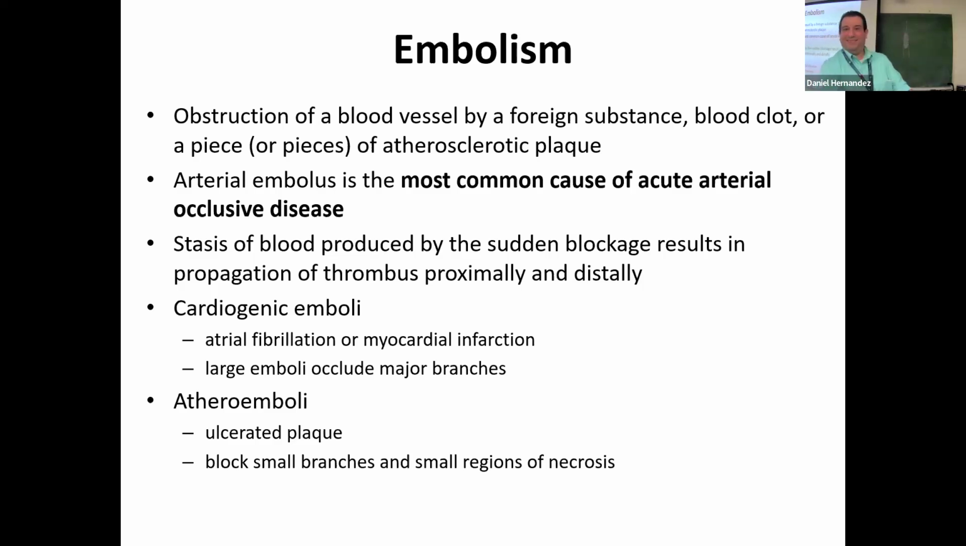Cardiogenic emboli. So we said, again, the heart is the most likely source. When there are arrhythmias in the heart, like atrial fibrillation, or a myocardial infarct, a heart attack, these emboli tend to be fairly large and they can include major branches. So these clots can be very large when they get ejected from the heart.